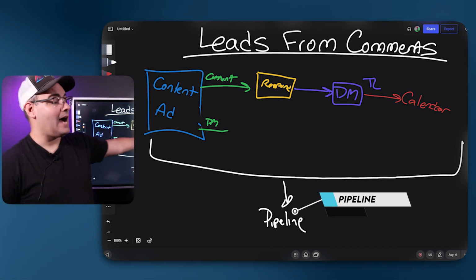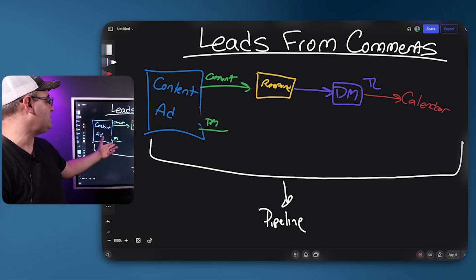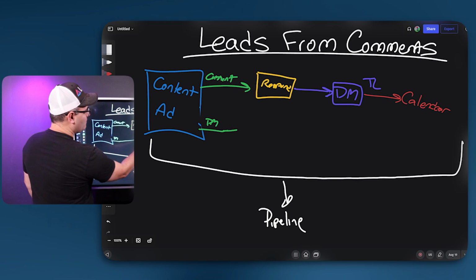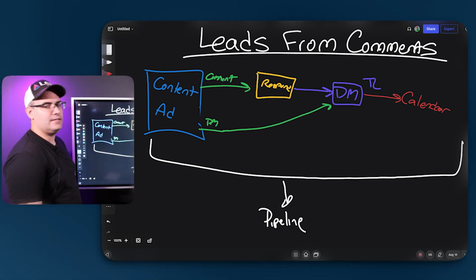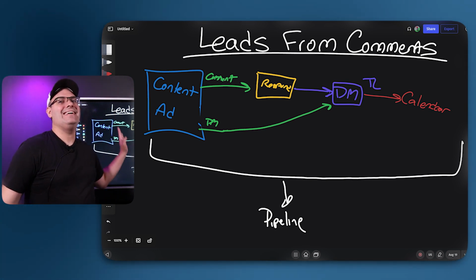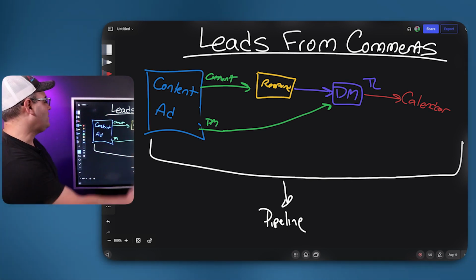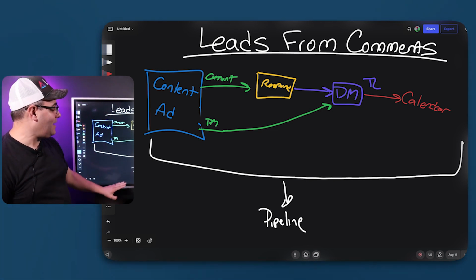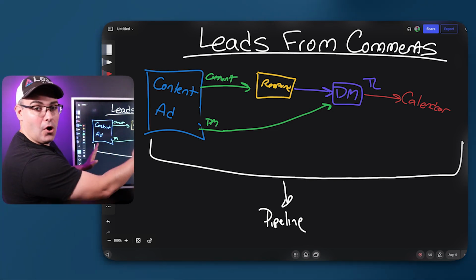Now, this is if somebody comments. If you ask somebody to basically send you a DM, it's going to be the exact same process, except we're going to skip the responding on the comment and we're going to go right to the DM process. But everything from the DM script to the trigger link to the calendar is going to be exactly the same, no matter what your call to action is here on this content or your ad. Now, let's hop into HighLevel and let's build out all of this.